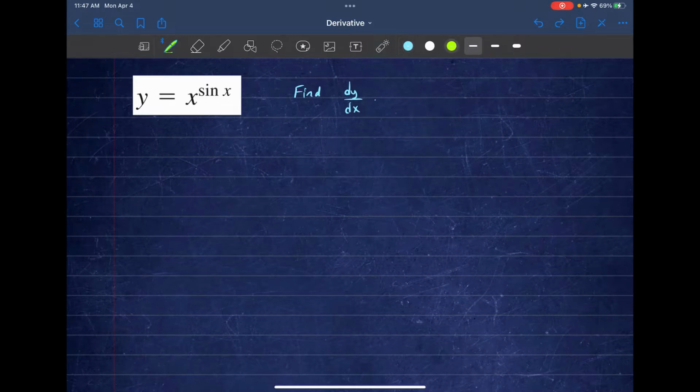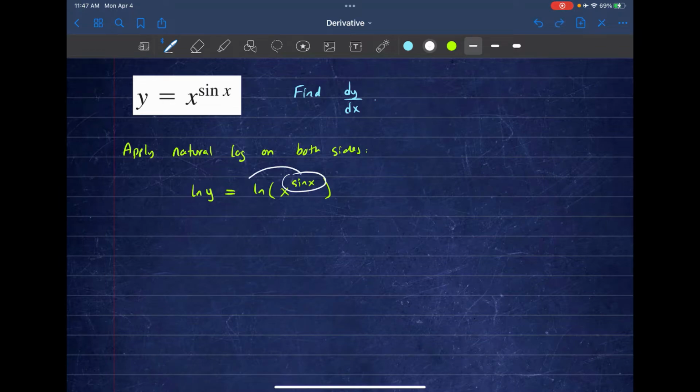So the goal is to take logarithm on both sides. We're going to take natural log on both sides. So let's go ahead and do that. Apply natural log on both sides. Once I do that, I have ln of y on the left side. On the right side, I have ln of x to the power sine of x. Now using laws of logarithm, you can treat this as an exponent, of course it is, and you bring this forward. So if you bring this forward, you will have sine of x times ln of x equals ln of y.